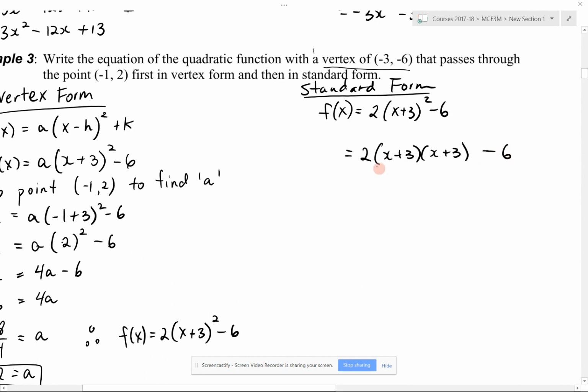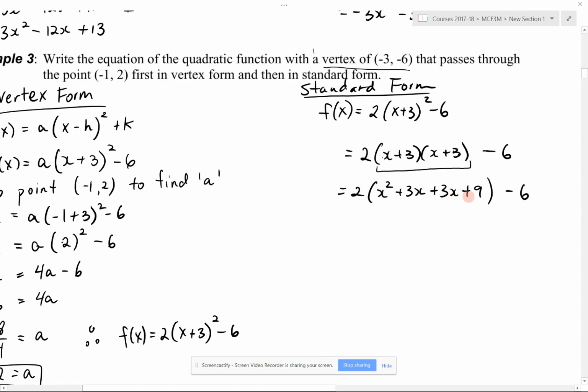So what I wanted you to do is use the distributive property for these two brackets. So I'm going to write x times x is x squared, 3 times x is 3x, 3 times this x over here is another 3x, and then 3 times 3 is 9. Close the bracket, minus 6.